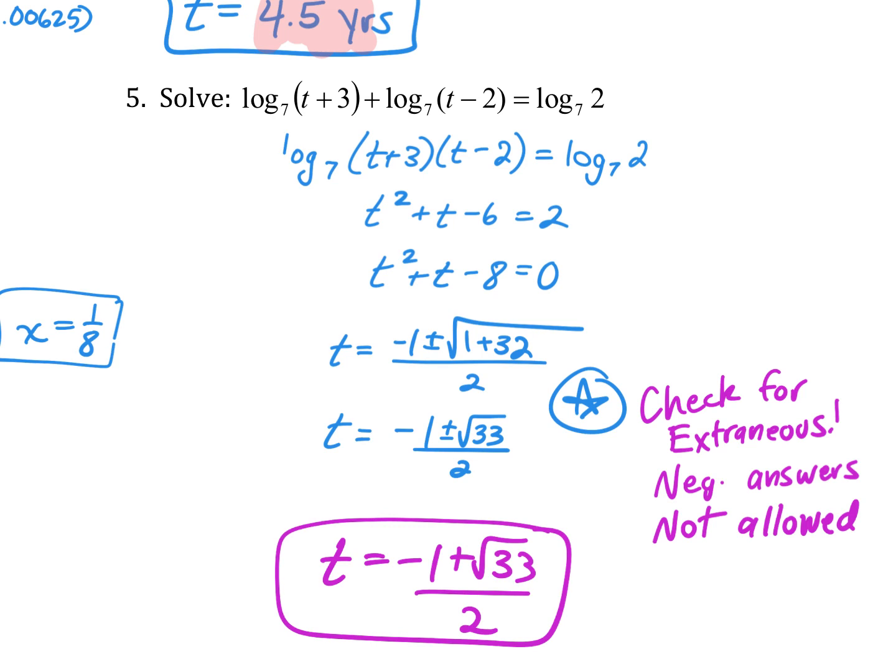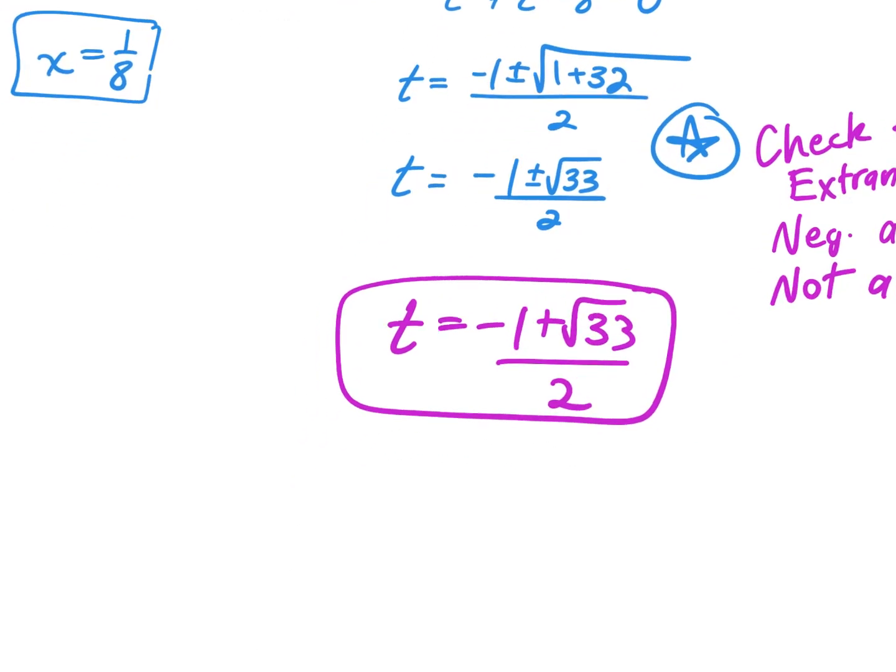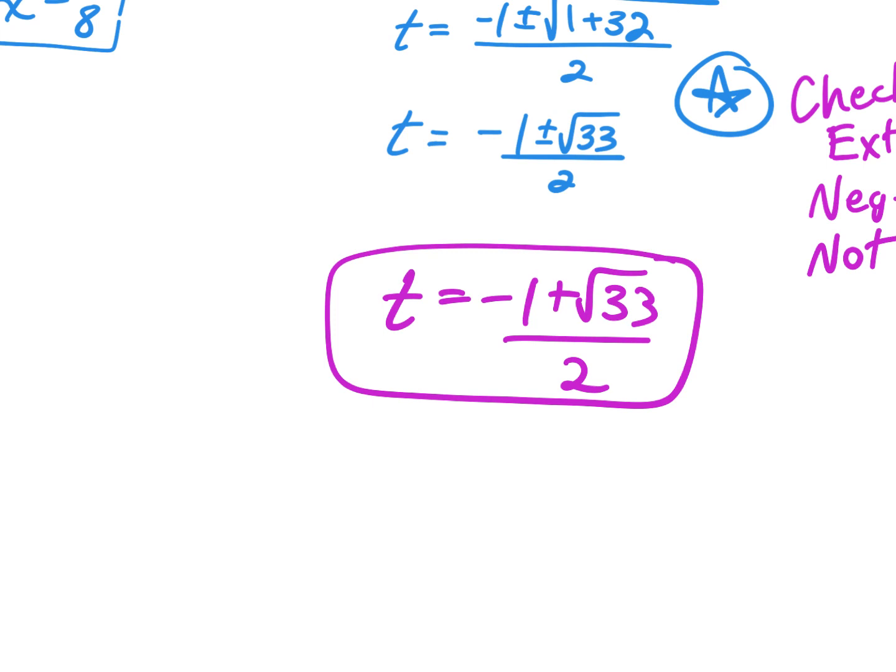That's not solvable any other way than through the quadratic formula. Just note here, we always want to check for extraneous solutions. Remember that we can never take the logarithm of a non-positive number, whether it's 0 or a negative number. So we want to check to make sure that our answers are within our domain. In this particular case, our negative answer, negative 1 minus root 33, would not be allowed. So our answer is down here in pink. Only the positive solution, negative 1 plus root 33 all over 2. And we're done.